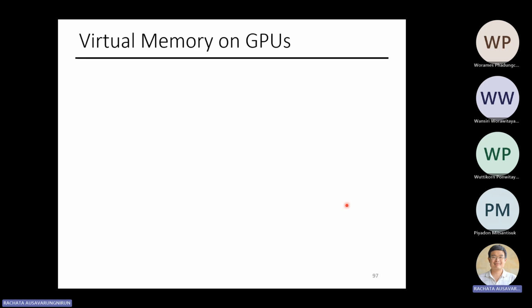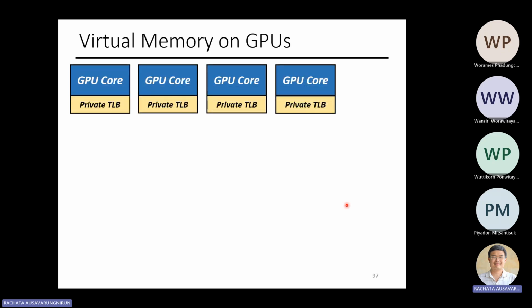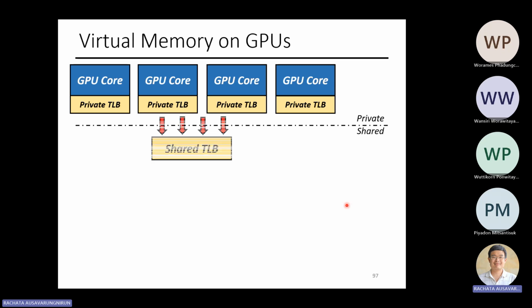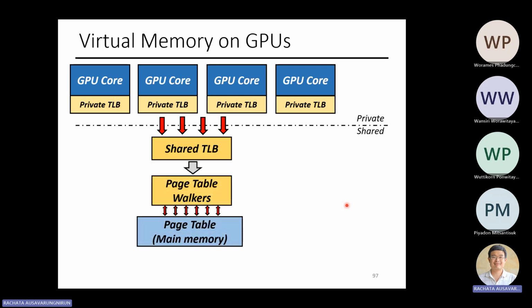I want to wrap it up because this is slightly different. It's like virtual memory on a GPU. We have 10 minutes. I'm not sure we have enough time. Let's actually try. So now you have a GPU core. Each of the cores has a private and shared TLB and a page table walker.